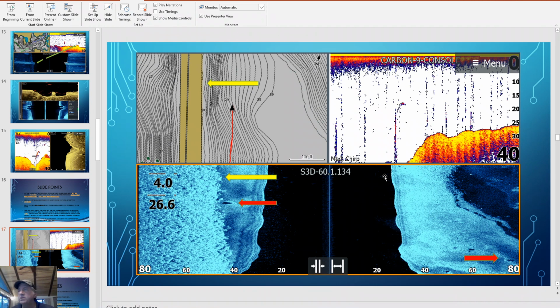Jumping over to the other side, you can see where we came up out of deeper water. Again, this is all the water column, so the wider this is, the deeper the water. I came up out of deeper water and then it got a little bit shallower.